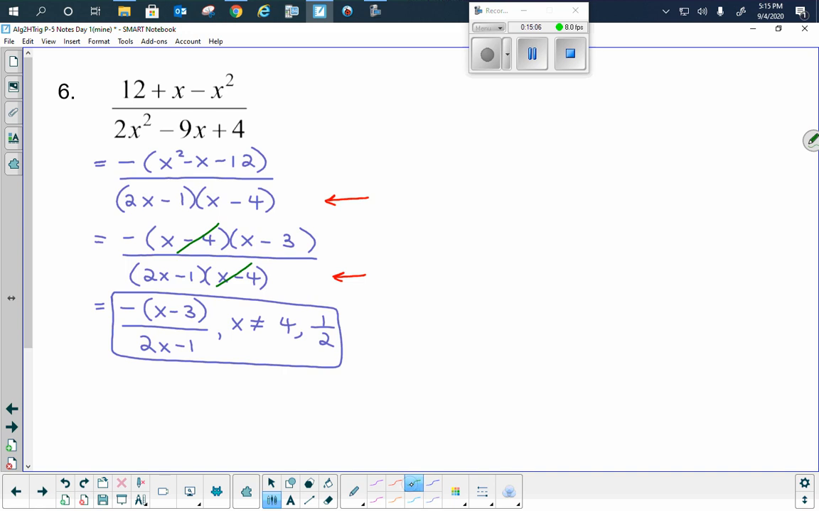What are the other teachers going to do that only want to see the ones that are not obvious? Well, this is the other option, they're going to put the domain is x does not equal 4, because they're going to say it's obvious that I can still see that x can't be 1/2 from the final answer. So they're again only focusing on the ones that canceled out during the problem.